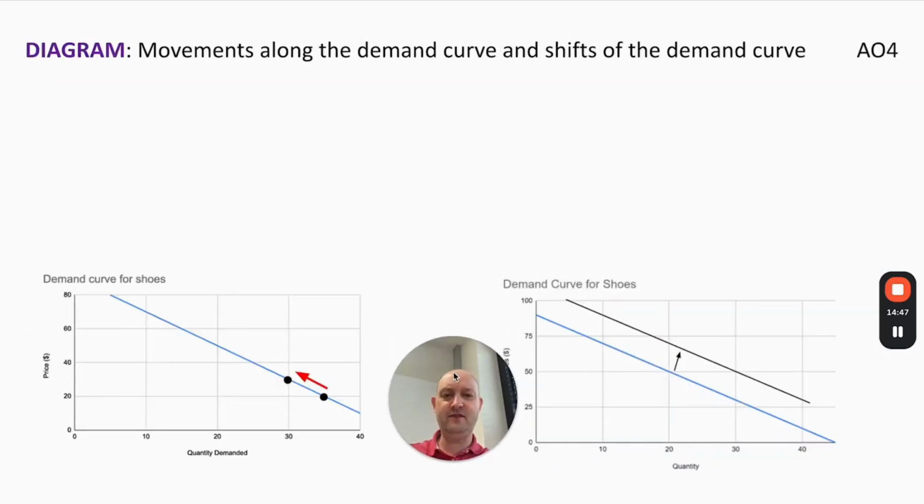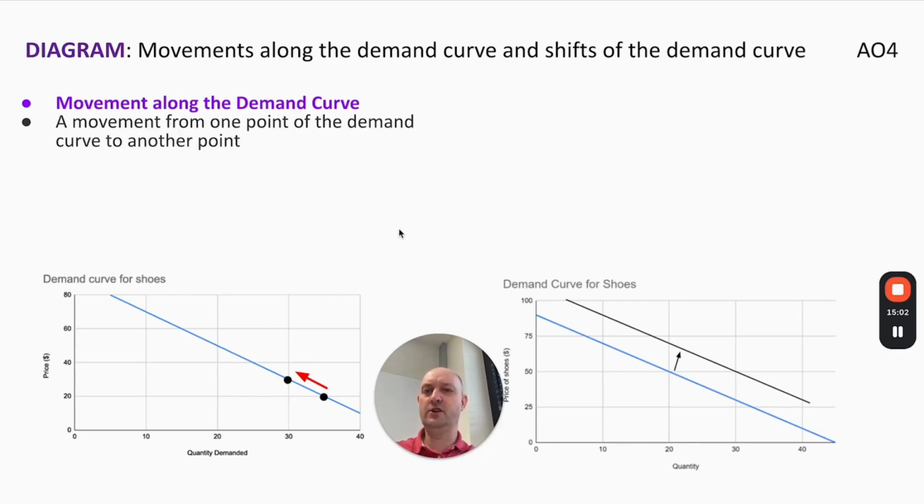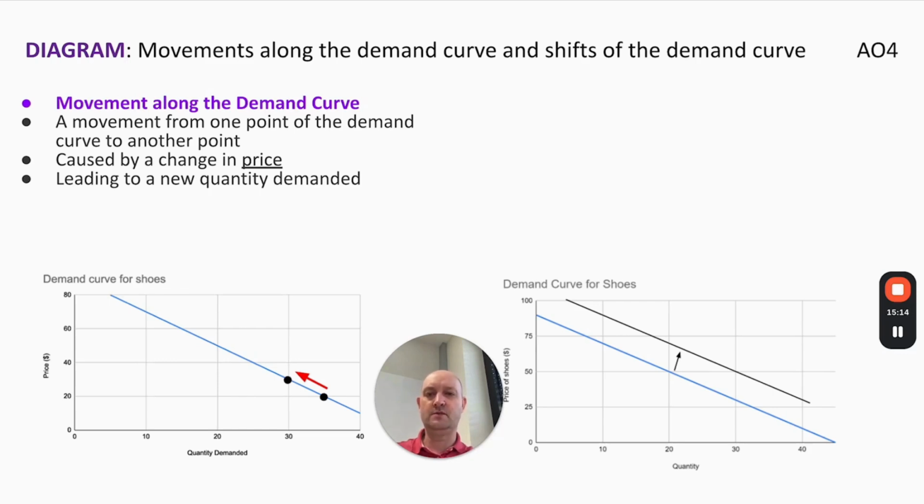Right, last thing, this video is a bit long. So, a diagram showing movement along the demand curve and shifts of the demand curve. On the left, we have the movement. On the right, we have the shifts. I'm just going to summarize this. A movement along the demand curve is when we move from one point on the demand curve to another point on the demand curve. And this is caused by a change in price. The whole of the first video was all about this. And this leads to a new quantity demanded.